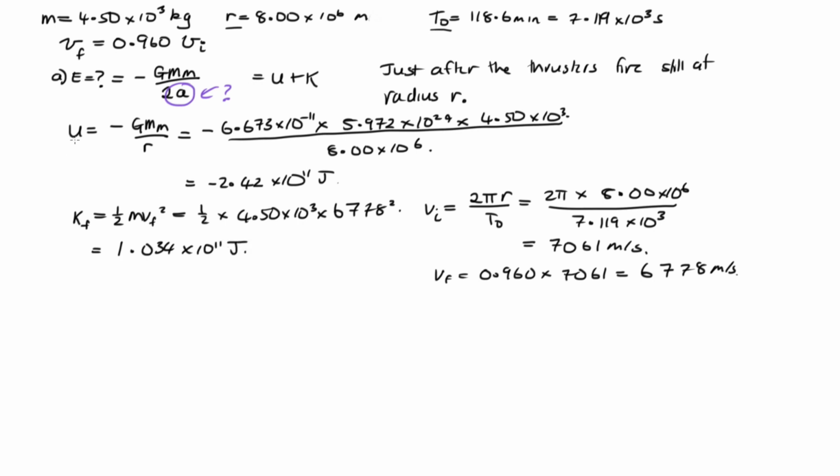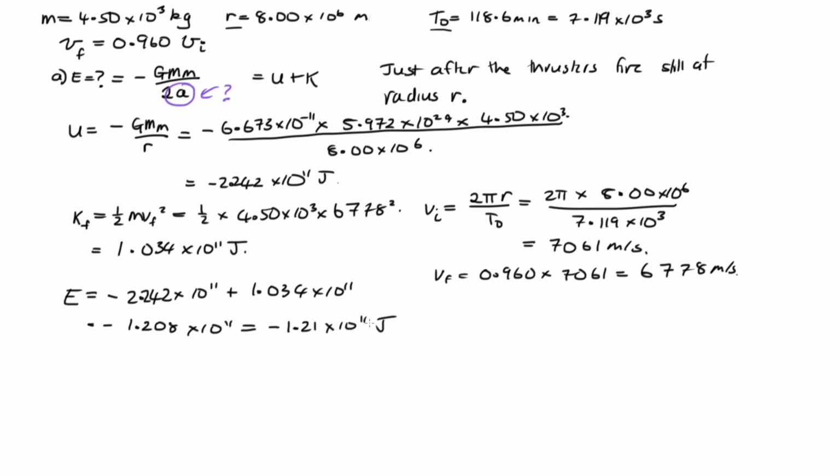Okay, so now we've got the potential energy and we've got the kinetic energy just after the thrusters have fired. So now we can calculate the total mechanical energy just by adding those together. So we've got minus 2.42, sorry, I left off a 2 here, 2.242 times 10 to the 11 plus 1.034 times 10 to the 11, and that gives us minus 1.208 times 10 to the 11. And then since most of the things were given to 3 significant figures, we should give our answer to 3 significant figures. So this is minus 1.21 times 10 to the 11 joules is the total mechanical energy just after the thrusters have fired.